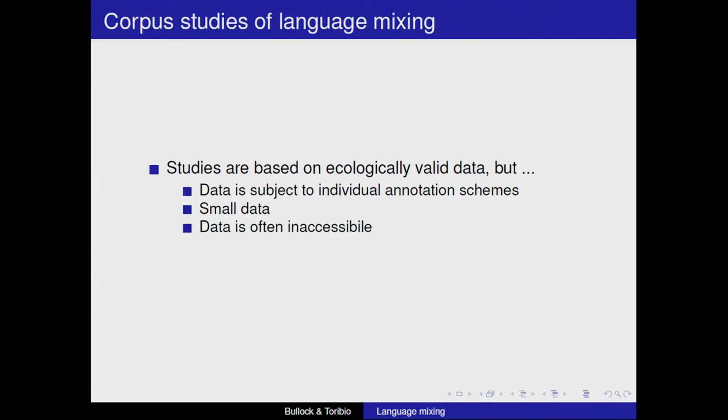In turn, if we look at corpus studies of language mixing, we find that these are based on more ecologically valid data. But again, the data here is subject to individual annotation schemes, right? So individual authors will annotate their data in different ways. And for this reason, they're oftentimes very small data sets, right? Because again, oftentimes this is done manually. And then finally, the data, because it is so labor intensive to collect and to annotate, is oftentimes inaccessible. Right, so authors will have a tendency to want to hold tightly to their data and not make it accessible.